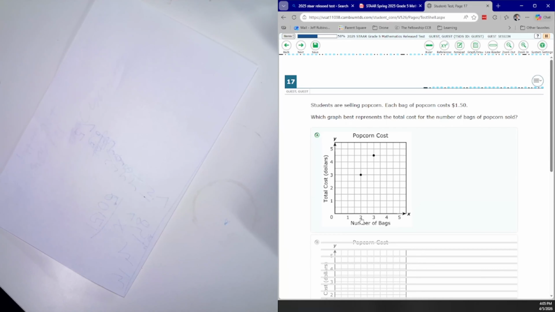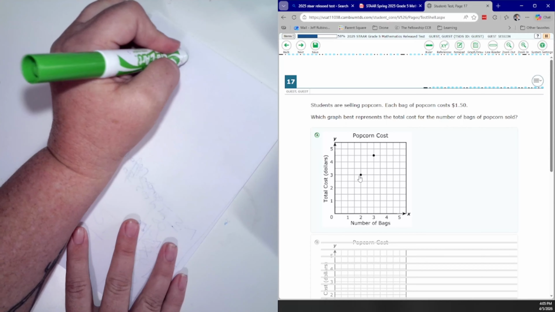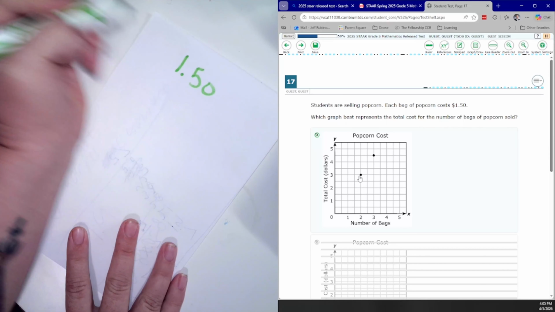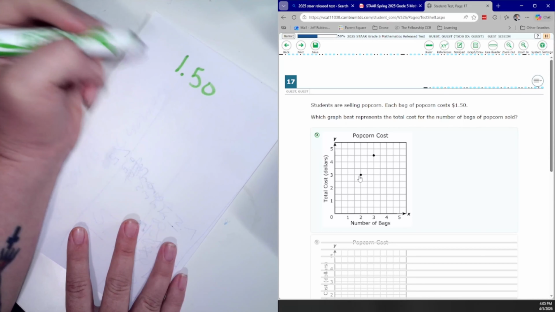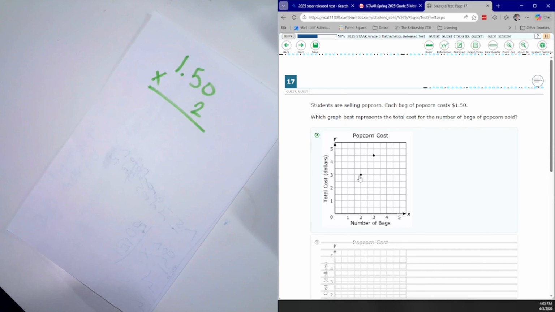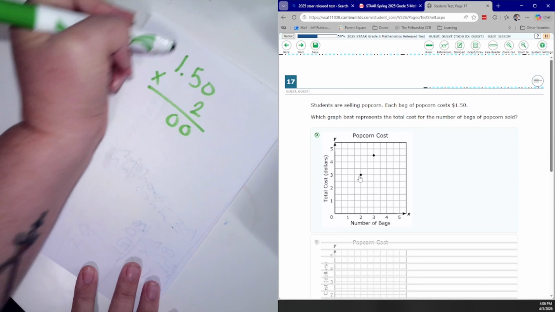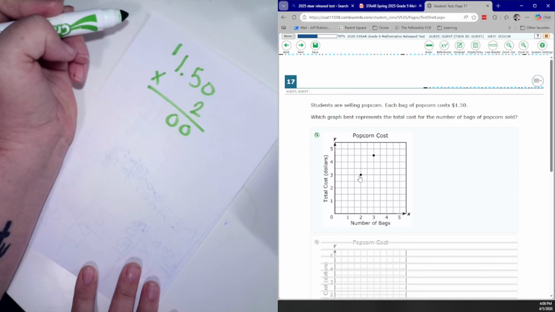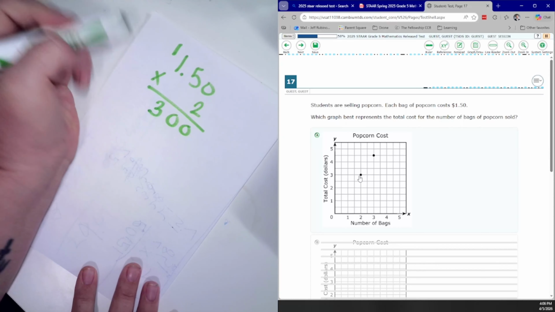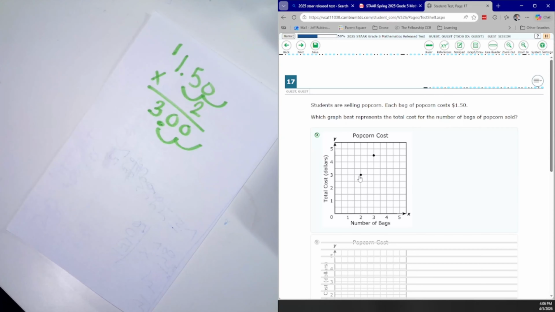They sold 2 bags of popcorn and got $3. That means if I have $1.50 and I sold 2 bags, I'm going to get $3. So let's look. 2 times 0 is 0. 2 times 5 is 10. 2 times 1 is 2 plus 1 is 3. And I'm swooping 1, 2 for my decimal. $3, which is what it says here.